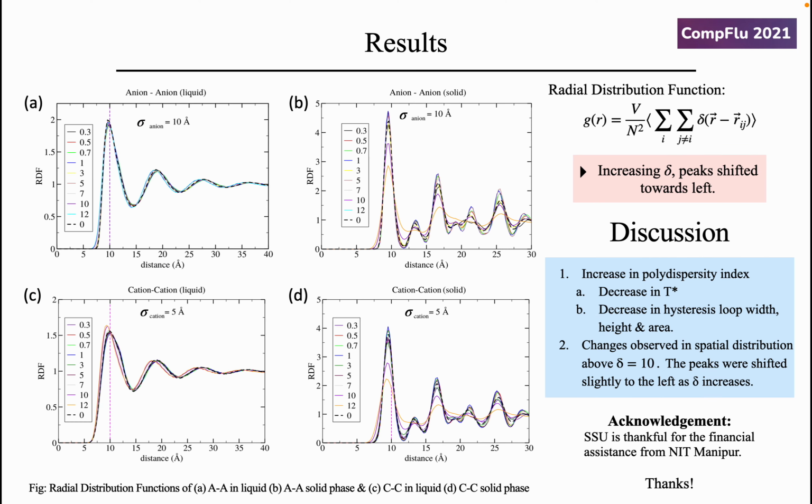The spatial ordering is studied by plotting the radial distribution function, given in this expression here. From these figures A, B, C, and D, which are the radial distribution function plotted against distance for anion and cation in liquid and solid phase, we see that increasing the polydispersity index resulted in shifting of peaks towards the left.